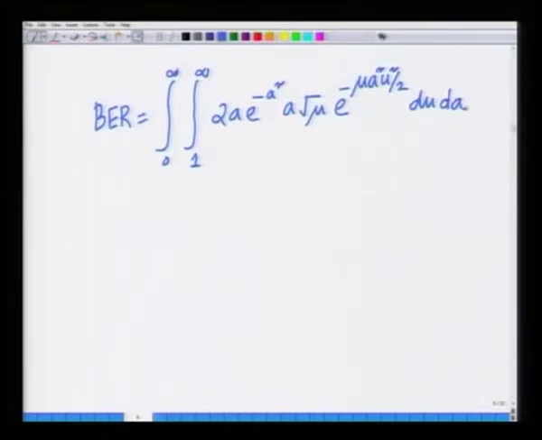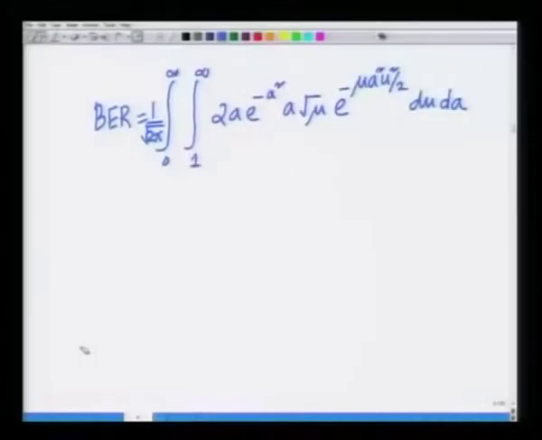Alright. So, now I have simplified the bit error rate as this double integral, which is 0 to infinity, 1 to infinity, 2a e power minus a square, square root of mu, e power minus mu a square u square by 2, du dA, divided by a factor of square root of 2 pi. Now, I am going to use a trick that we often use in electrical engineering very frequently, especially in the context of Fourier transforms and other such manipulations, which is that I will now flip the order of these two integrals.